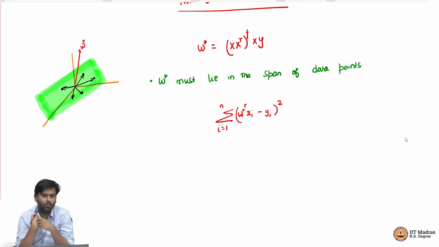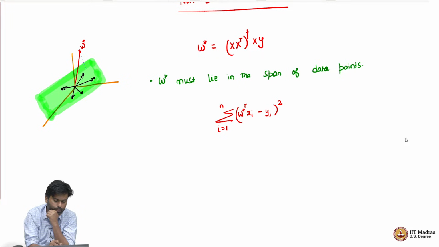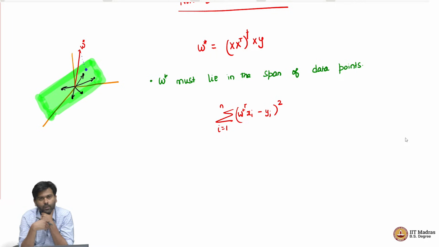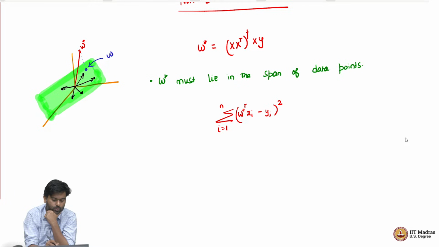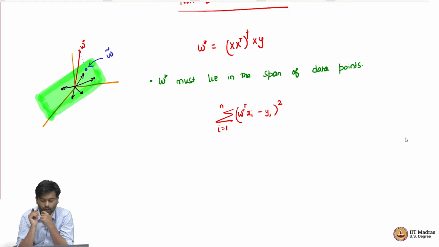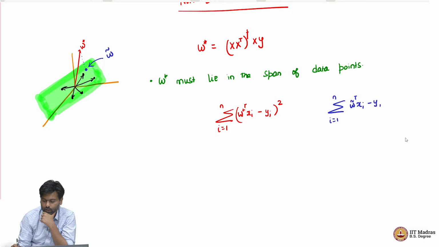if this W star was actually out of this plane, so maybe it was not on this plane, then let us look at the following new W that I give you, which is the projection of this W star onto this plane. That is the closest point of W star on this plane. Let us call this W tilde. Now, let us ask the question, what can we say about W tilde transpose xi minus yi?